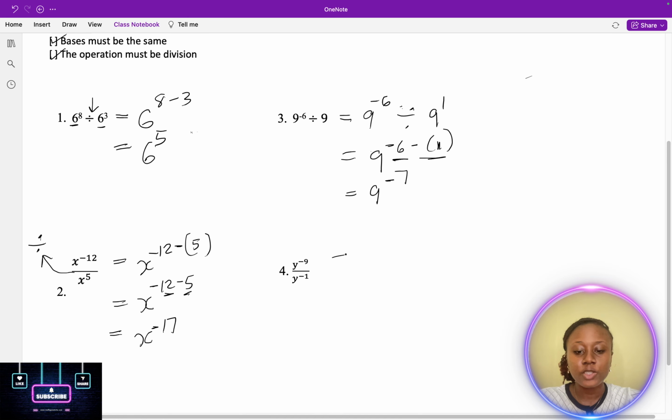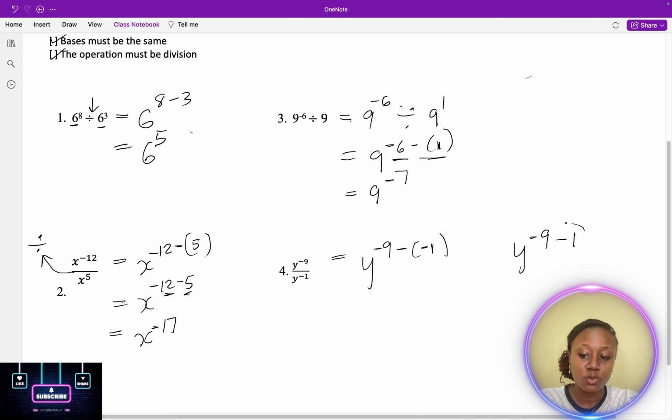Alright, last question. Am I dividing? Yes, I'm seeing my fraction bar. Are my bases the same? Yes. So I can go ahead and use that law. Now we want to copy the base and subtract the exponents. So I hope you guys recognize that I've been using the bracket because there are cases when you will make a mistake such as this, minus 9, minus 1. And this would not be correct. We are actually subtracting not 1, but we are subtracting that minus 1.